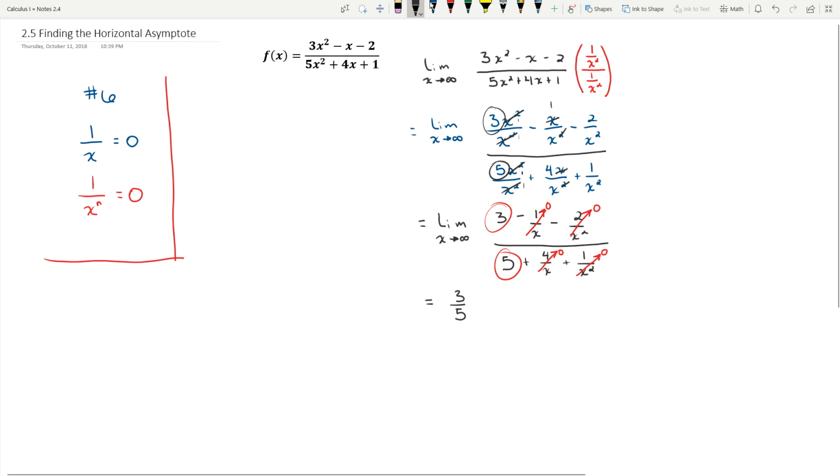So what did we find? 3/5, the limit as x approaches infinity, 3/5 is our horizontal asymptote.